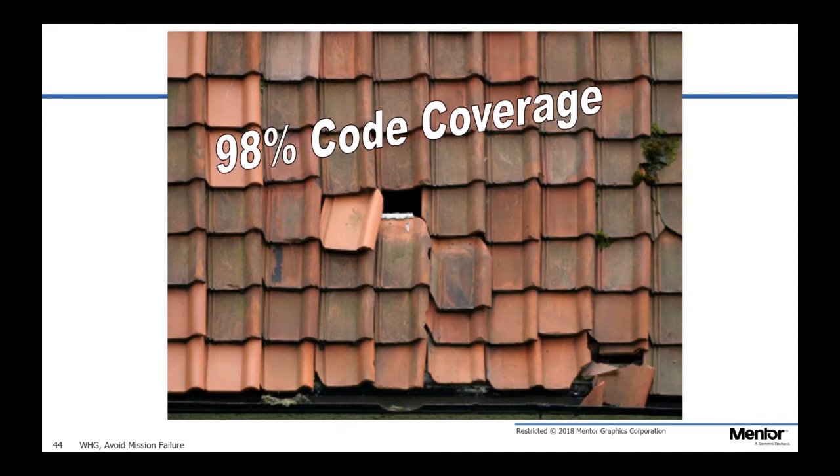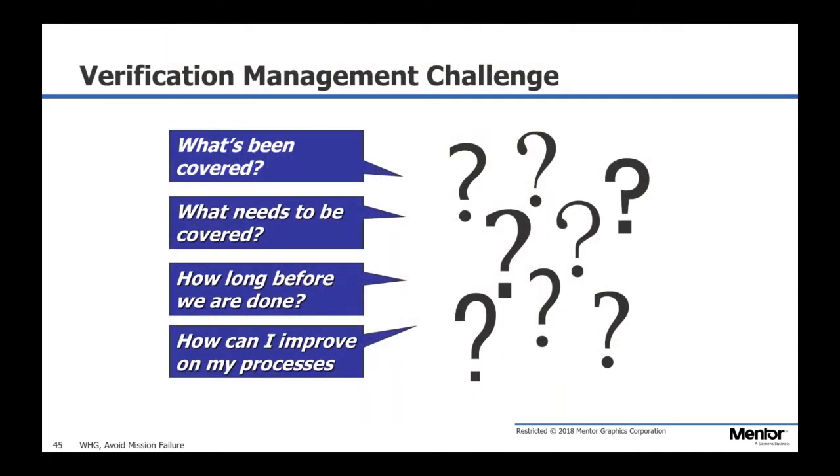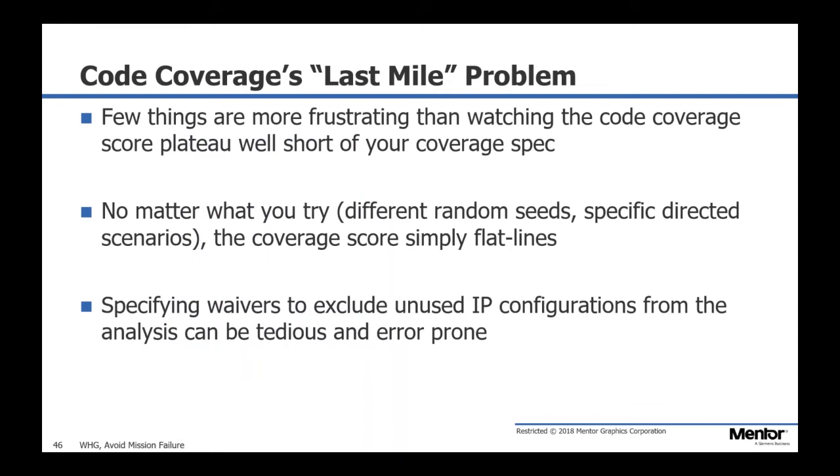So how do I cover those uncoverable things? What's been covered? What still needs to be covered? How long before we're done? How can I improve my process? That's the question that project managers are asking themselves, and that's what gives them headaches. And oftentimes getting that last little bit of coverage is the problem, and can take longer than getting to 98% coverage is getting that last 2% of coverage.